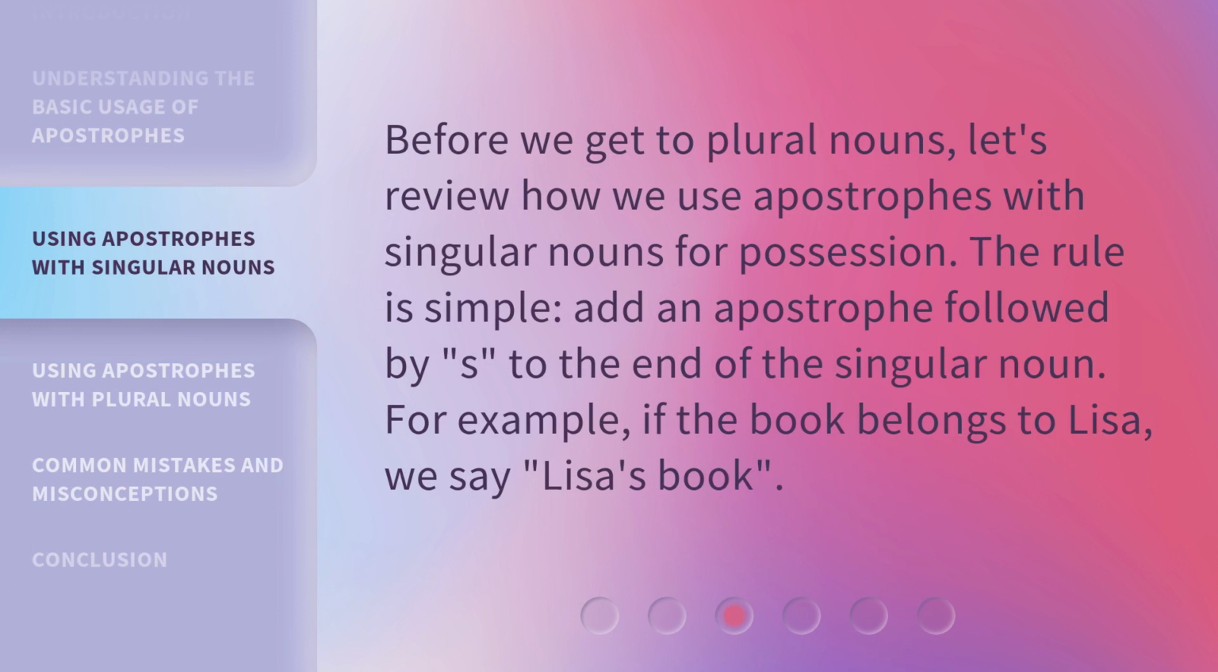Before we get to plural nouns, let's review how we use apostrophes with singular nouns for possession. The rule is simple. Add an apostrophe followed by s to the end of the singular noun. For example, if the book belongs to Lisa, we say, Lisa's book.